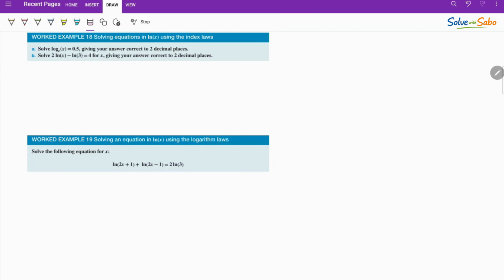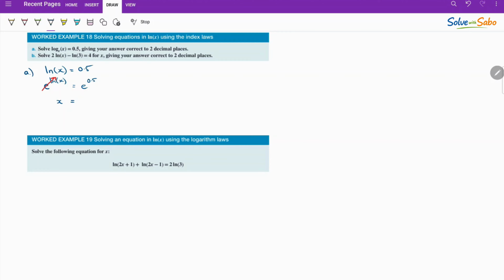Okay. Part A, we're going to solve, and you'll see that I'm going to rarely write log base e. We're going to solve ln x equals 0.5, and we're going to give our answer correct to 2 decimal places. So the first thing that I'm going to look at is I need to get this x outside of my log. So I'm going to do e to the power of ln x equals e to the power of 0.5. Now there's two things about this. The first is this e to the ln is actually just going to cancel out, and this x is not going to be a power. It's just going to be dropped down.